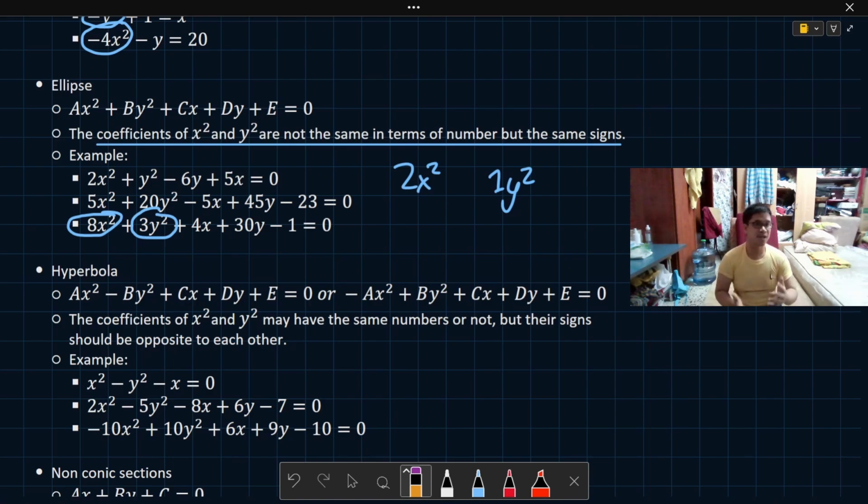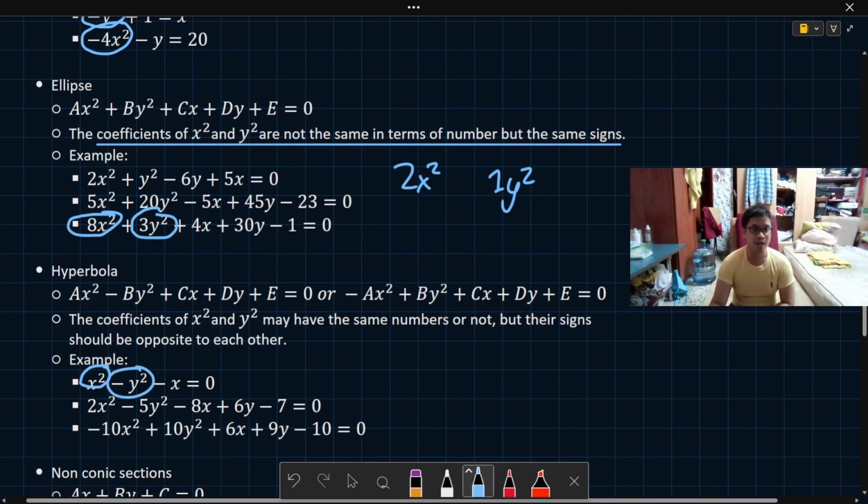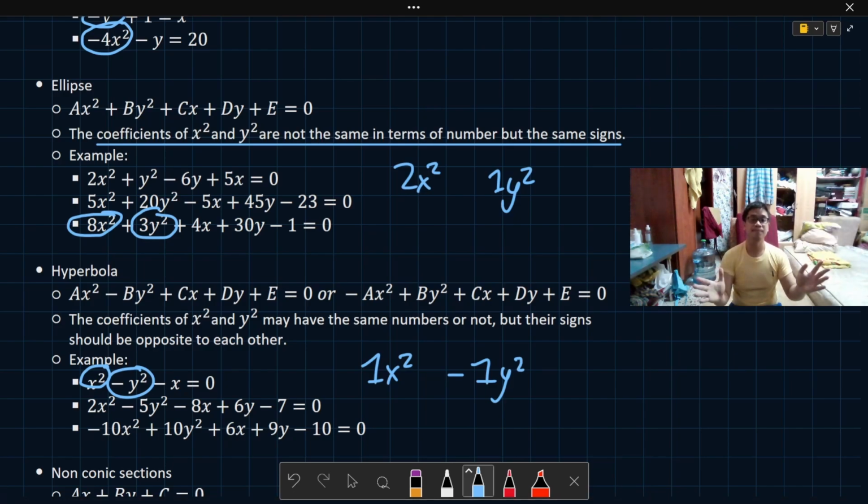It doesn't matter if the numbers are the same. If it's the same, okay. If it's not the same, okay. But the signs should not be the same. For example, x squared minus y squared. Numerically speaking, they are the same. For x squared, we have 1, and for y squared, we have 1 as well. But you see, for y squared, it's negative, while for x squared, it's positive. So both of them are not the same in terms of signs. Therefore, that is a hyperbola.